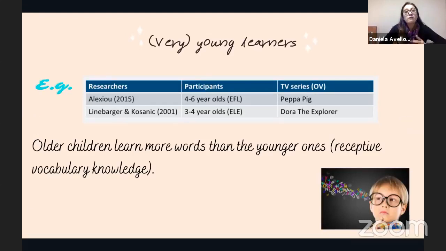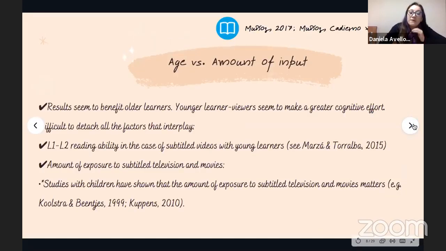So in order to focus on young learners, even though the evidence is limited, research with preschoolers and primary school students has suggested that, for instance, older children learn more words than the younger ones in terms of receptive vocabulary knowledge. Overall, results seem to benefit older learners, and here is the explanation. Younger learner viewers seem to make a greater cognitive effort. However, it is very difficult to detach all the factors that interplay.